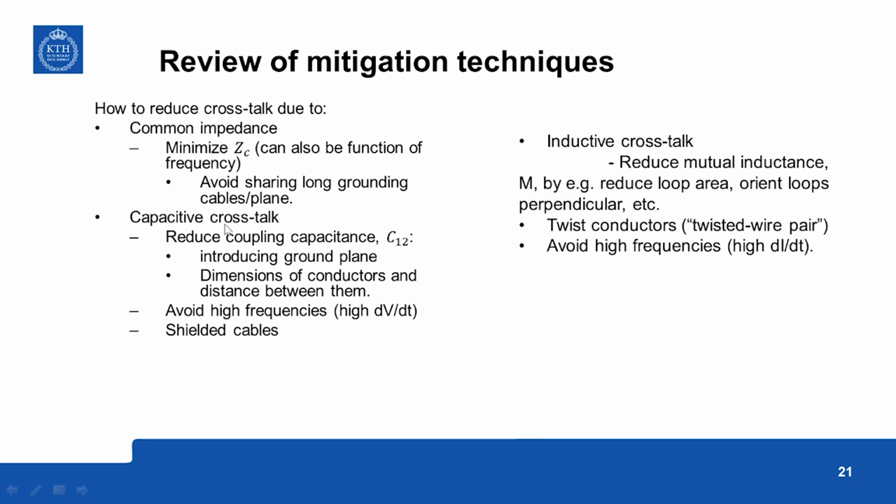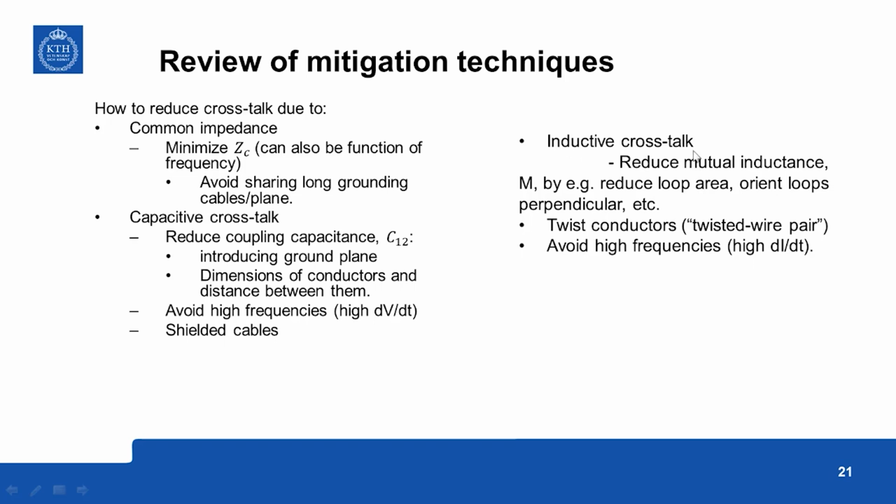For capacitive crosstalk, first we can adopt different techniques to reduce the coupling capacitance, such as introducing a ground plane, and controlling the dimensions of conductors and the distance between them. Then we can avoid high frequencies. We can use shielded cables with at least one end grounded, which we will see later.